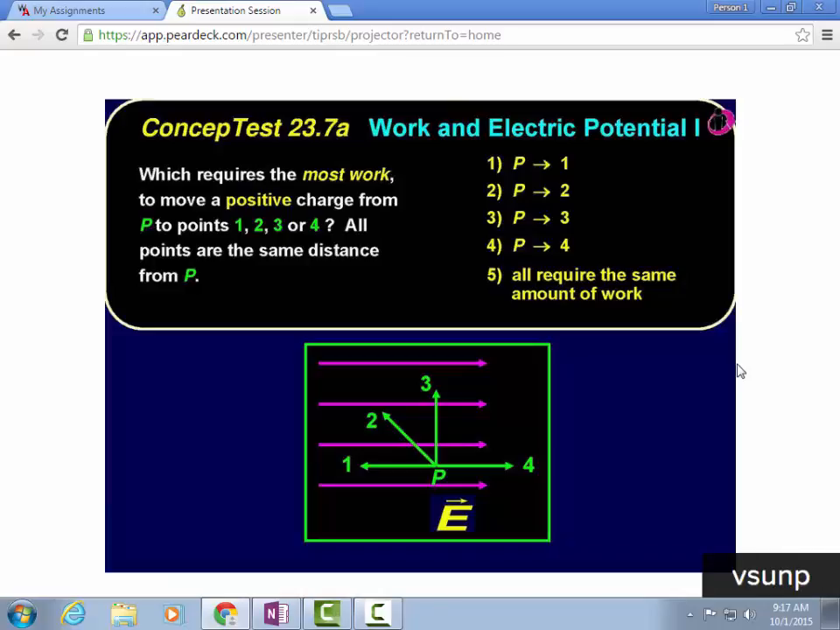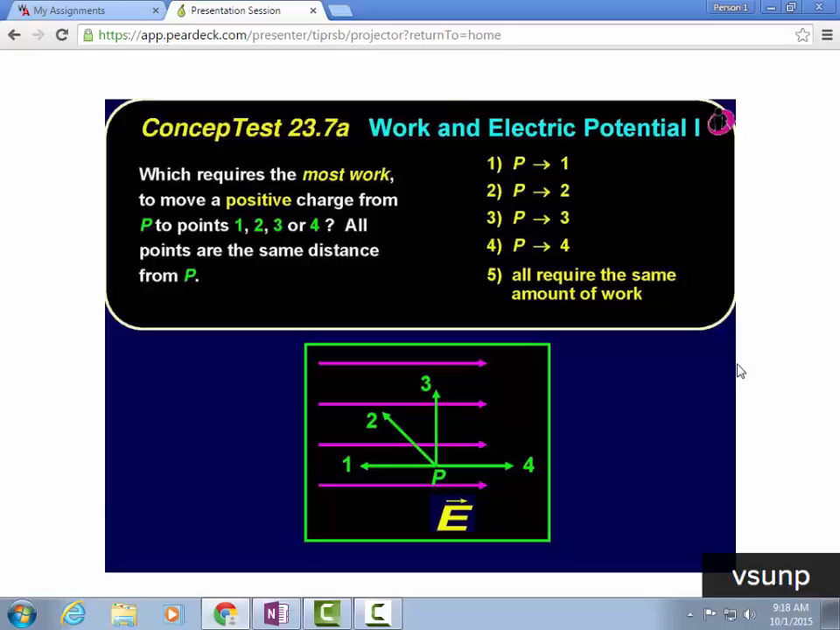You have it conceptually. Which requires the most work to move a positive charge from P to points 1, 2, 3, or 4? No, 3. Would it be one? Well, one, because if you look at the cosine, they're working in the direction of the field. So what are you working against? You're working against the field. So no, it's not going to be 4. That's right.